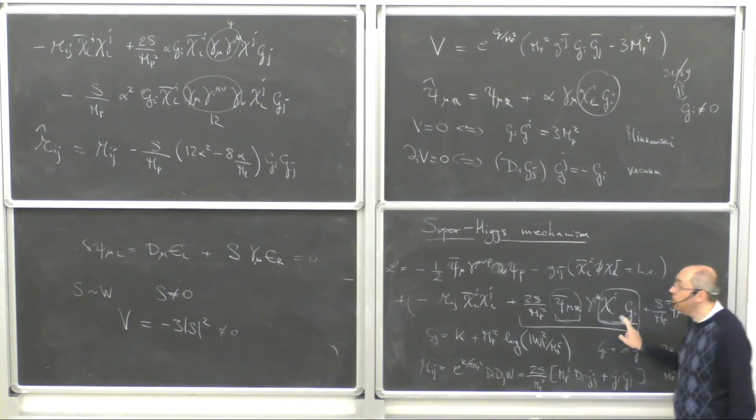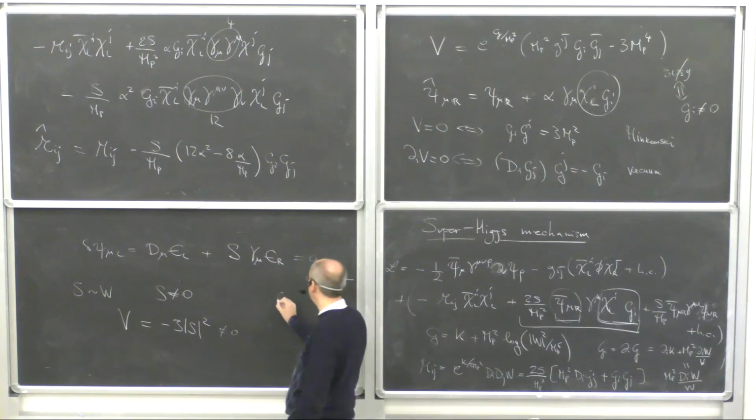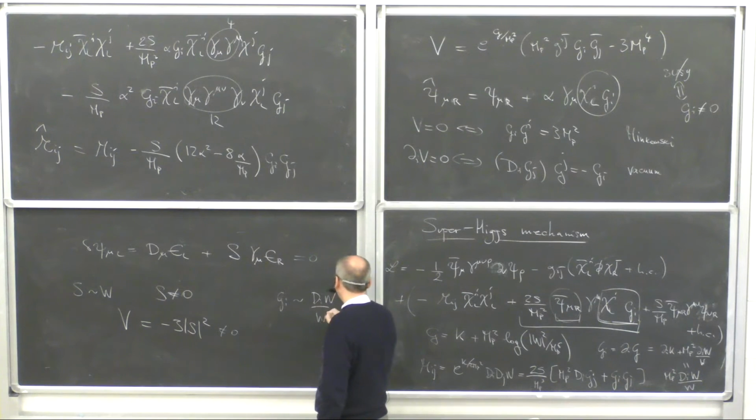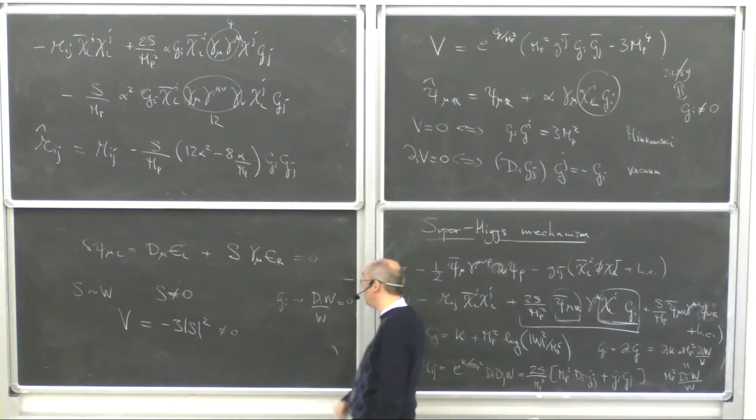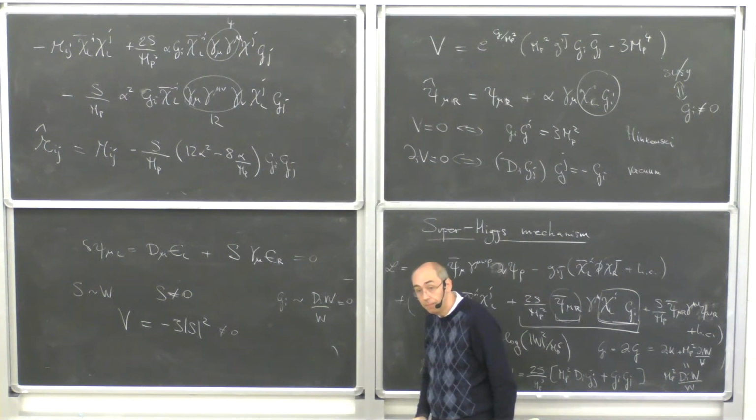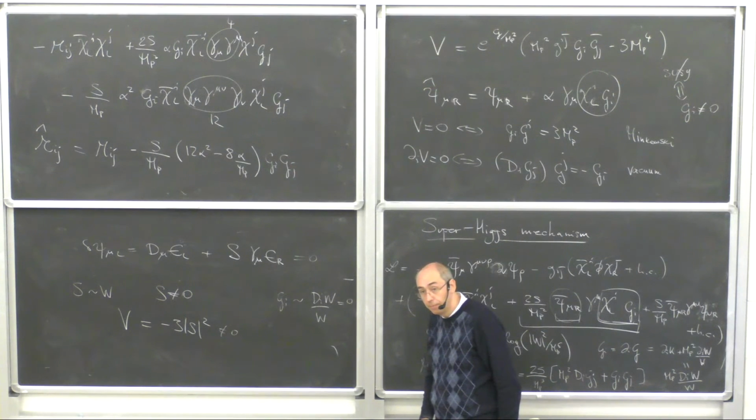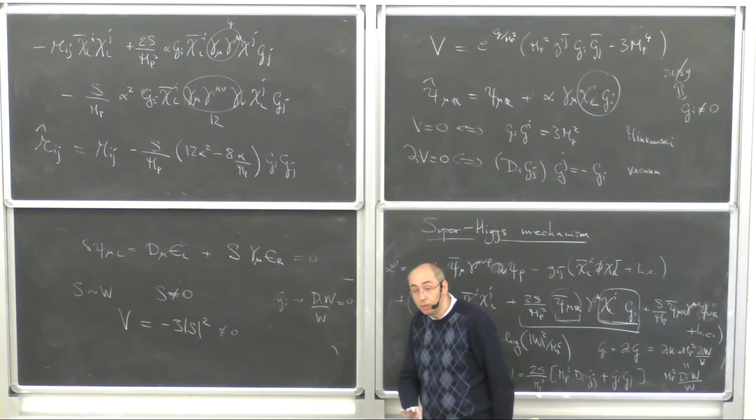But of course, if you are in the supersymmetric case, G_I is going to be 0. Because G_I is the source of supersymmetry breaking. No, I told you that G_I is D_I W divided by W. So if this is a supersymmetric vacuum, then this better be 0. No, you can have spontaneous symmetry breaking, supersymmetry breaking also in anti-de Sitter.